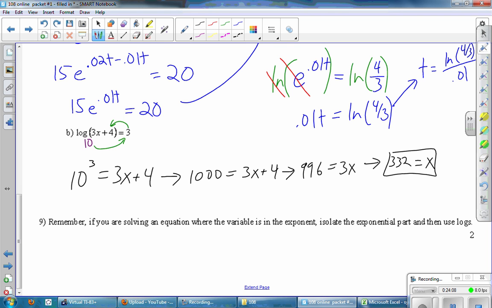So if you have an equation with log in it, and the log is the only log that appears, just try to use the definition of logs and get that log to be written in the corresponding exponential form. So number 9, remember if you're solving an equation where the variable's in the exponent, isolate the exponential part and then use logs.